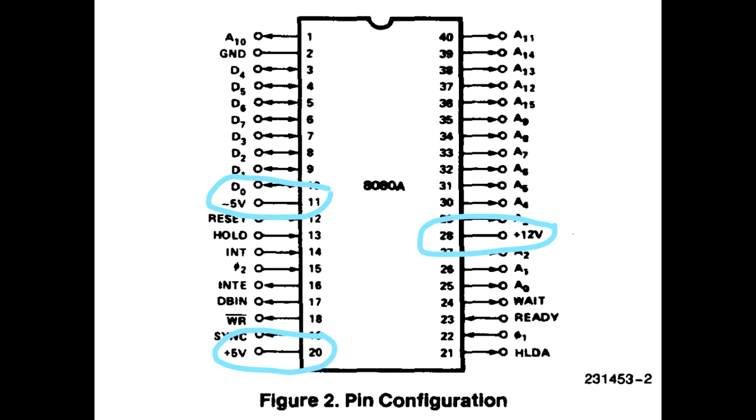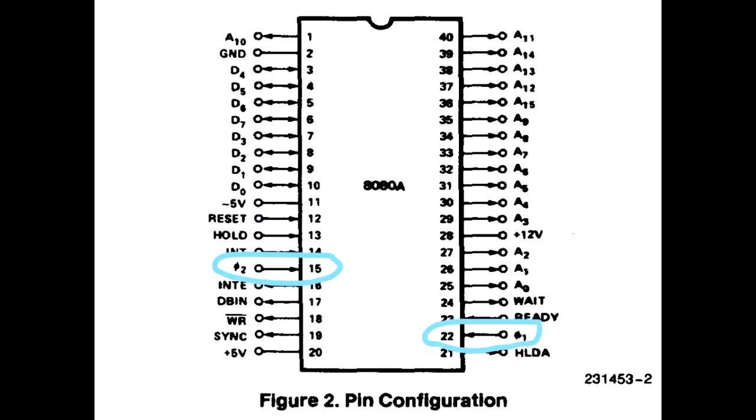And some other strange things about the chip are voltages. You can see down at pin 20, 5 volts, but the chip also has at pin 11, minus 5 volts, and at pin 28, plus 12 volts. So this is one of the reasons the S100 bus also has plus and minus voltages on it, to support the old chips. There's a two-phase clock, pins 15 and 22. So a special clock has to be generated, and Intel built a specific chip to generate that two-phase clock.